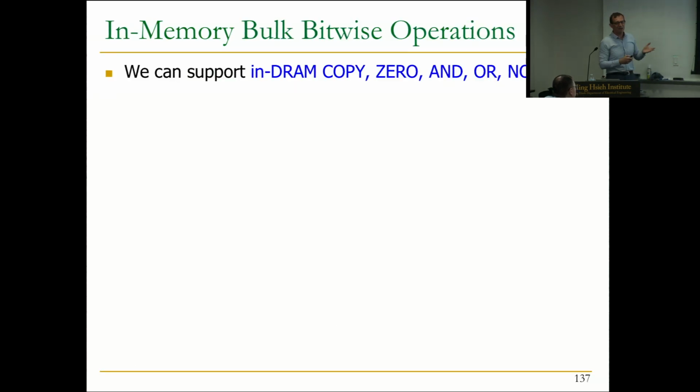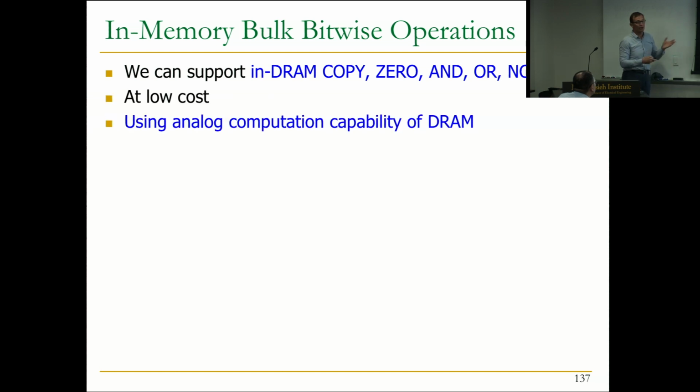Okay, so let's talk about computation. Maybe I cheated a little bit: I gave you copying, and zeroing is a special case of copying. Actually, if you're zeroing a huge database, for example, it takes a long time. If you do it through RowClone, it takes a much shorter time, but I'm not going to go into the application right now. But we can also do AND, OR, NOT, and majority by exploiting analog computation capability.